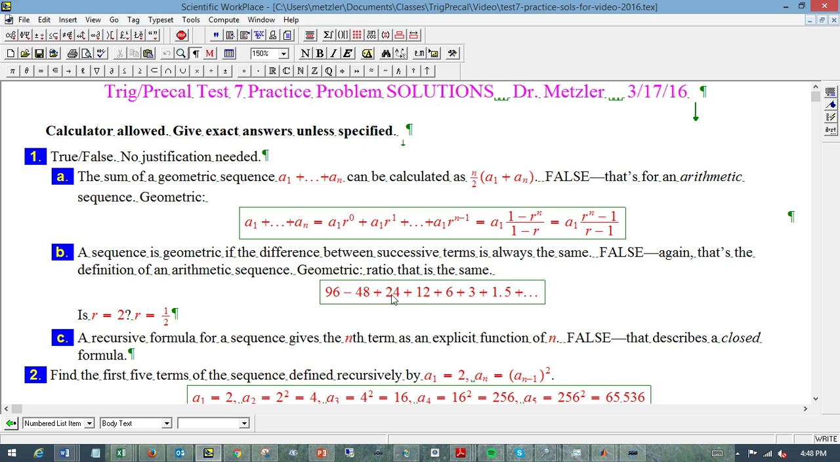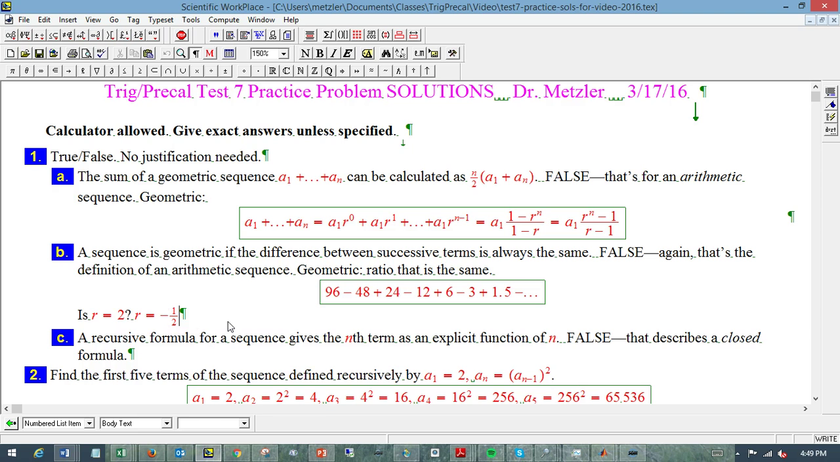If you had minus every other time here, which is quite possible, you go forward 96, backtrack halfway, forward 24, backtrack halfway, forward 6, backtrack, then the r would be minus 1/2.